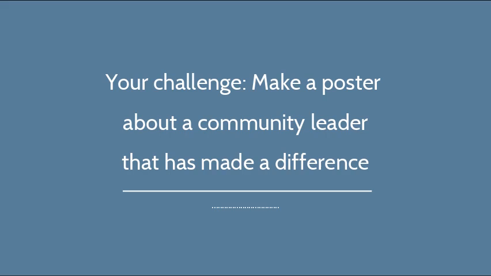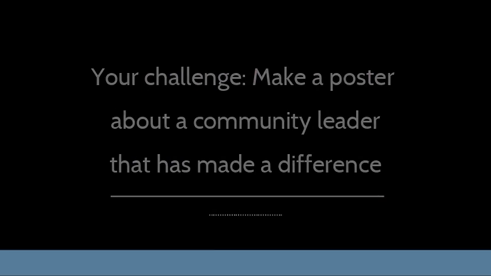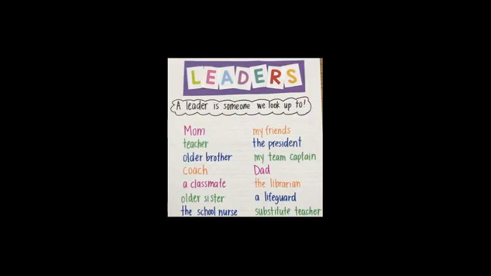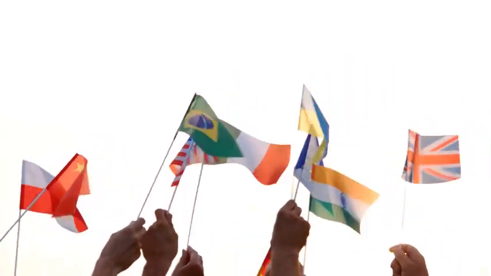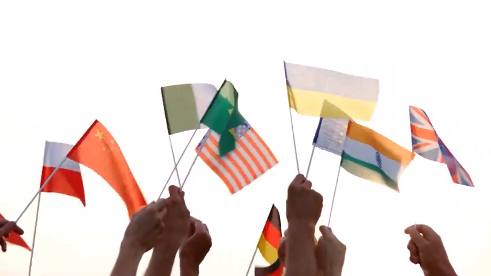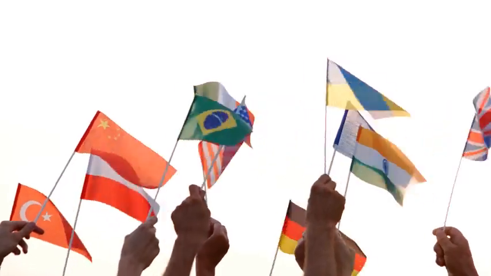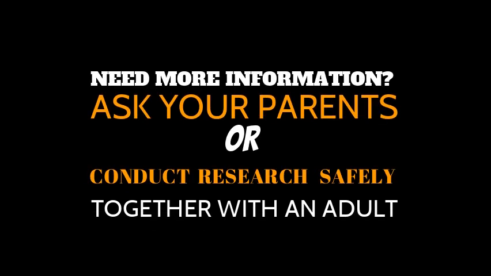This could be a person that you know personally, someone from school, a relative, or maybe it could be a famous person from your home country. You should make your poster about someone that you already know. If you need more information about the person, you can ask your parents or conduct research online under the supervision of an adult.